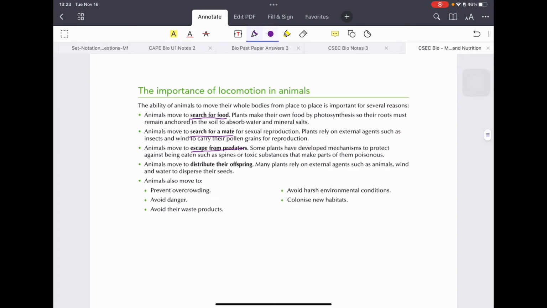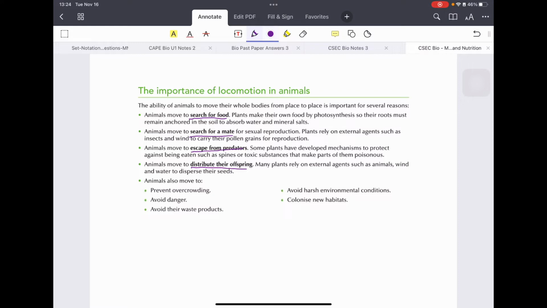And then finally, animals move to distribute their offspring. Remember, plants, when they are pollinated by either wind or insects, the insects and the wind do the movement for them. Okay, but animals need to distribute the offspring all over, because the goal of our life is to conquer more and more areas. So you as an animal can't just keep making children in one little area. You want to spread out your children into a wider territory and conquer more territory.